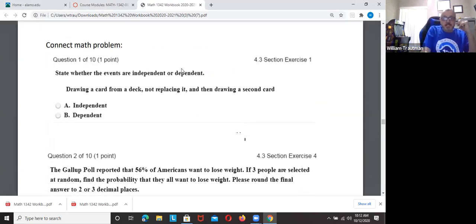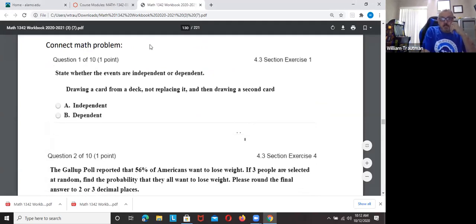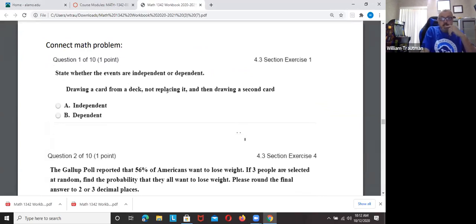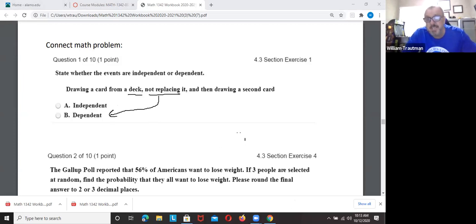All they're doing is asking, are these independent or dependent? Drawing a card from a deck and not replacing it. Once again, if you draw it and you don't replace it, it's dependent. So we might want to write that down. If you do not replace it, it's dependent. That means the second card I draw depends on what I drew on the first card. Because once again, if I drew an 8 of hearts on the first card, I can't pick the 8 of hearts the second card because I didn't put it in there.